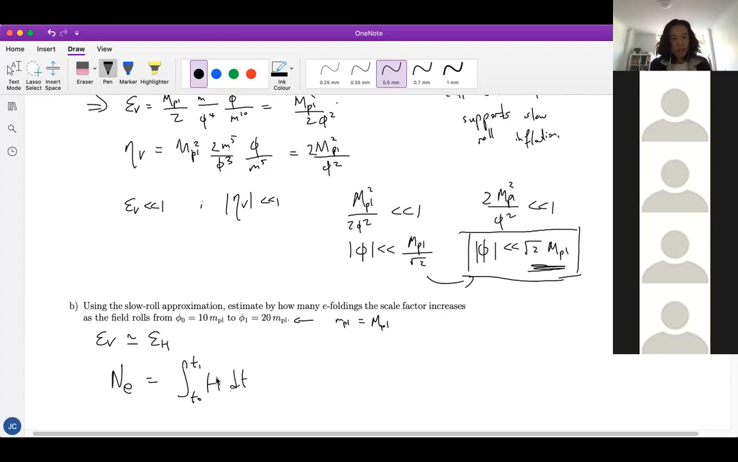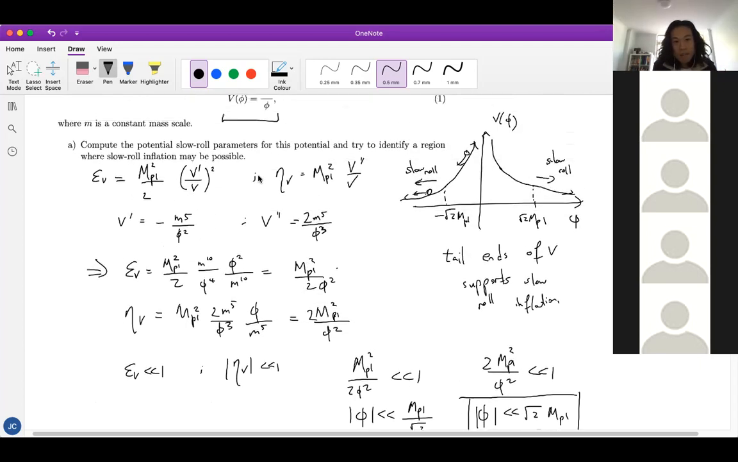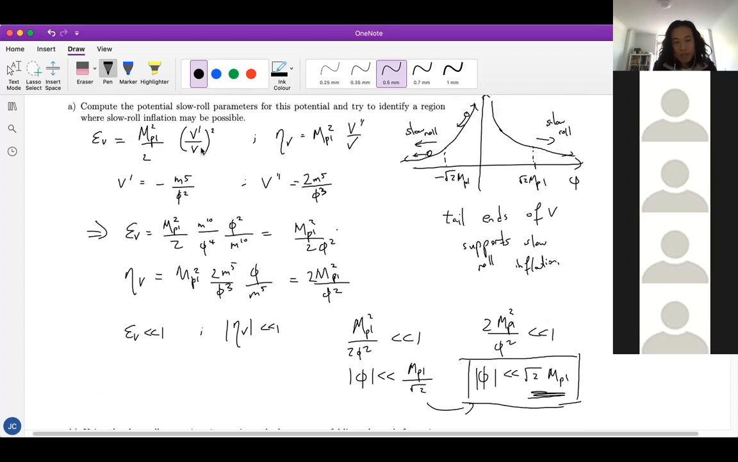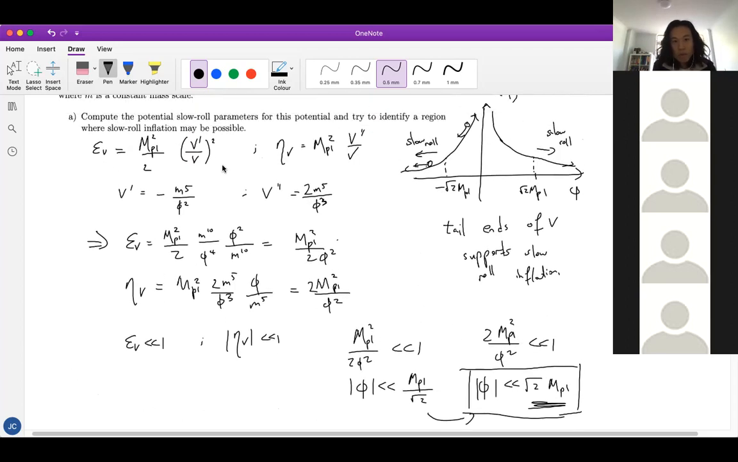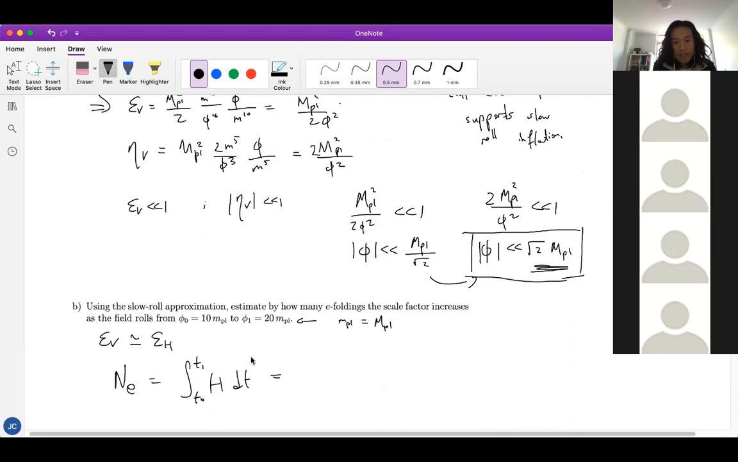How many Hubble radiuses have you managed to cover, or how does the Hubble parameter evolve in that time? To do this, we have the potential and the slow roll parameter epsilon v, which is all a function of phi. So here, you don't want to work in time. You want to change the variable to phi, so go from phi 0 to phi 1, with h, dt, d phi, d phi.